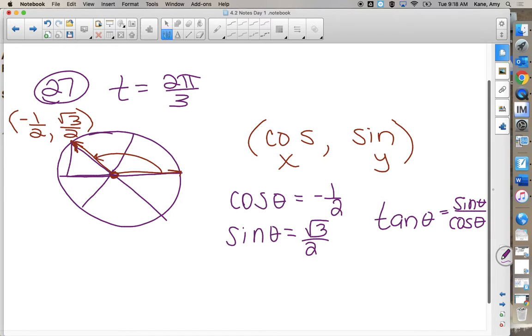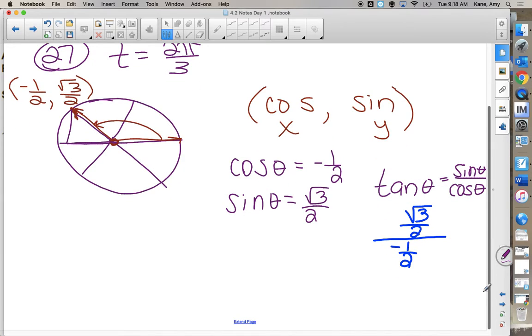Well, my sine value is the square root of 3 over 2, and my cosine value is negative 1/2. And when you're dividing, if the denominators are the same, what happens to them? They cancel. And then I'm left with negative square root of 3, because the square root of 3 divided by negative 1 is negative square root of 3. Questions?